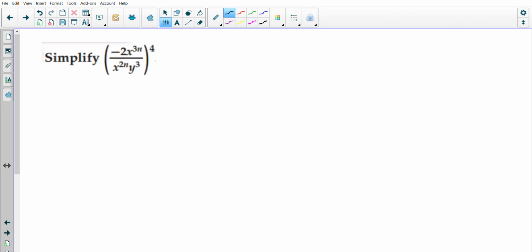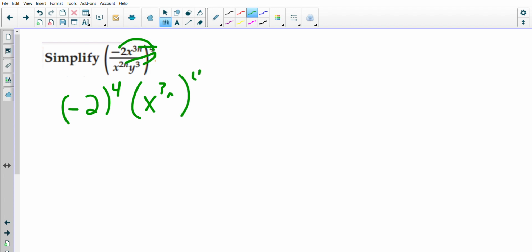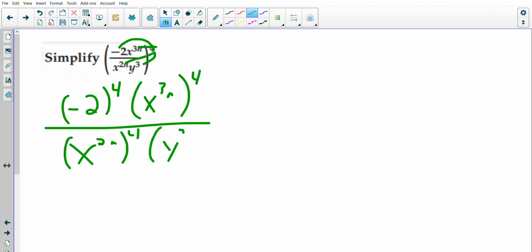All right. So now this is everything we've learned. So we can start on the inside or we can start on the outside. So we have negative 2x to the 3n over x to the 2n, y to the 3rd, all to the 4th. So once again, we can distribute right away. Now the 3n is the exponent itself. So we get negative 2 to the 4th, and then x to the 3n raised to the 4th over x to the 2n to the 4th times y to the 3rd to the 4th.